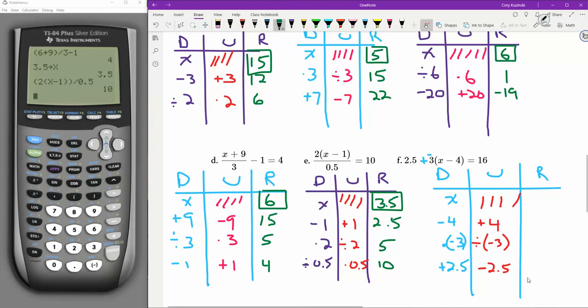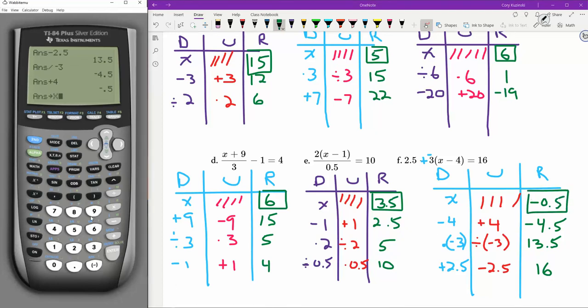What's my end result? 16 minus 2.5. Let's use the calculator. 16 minus 2.5 is 13.5. Divided by negative 3, negative 4.5. Add 4, negative 0.5. I can store that as x. Type it into my original equation, 2.5 minus 3 parentheses x minus 4, and hopefully this is 16.